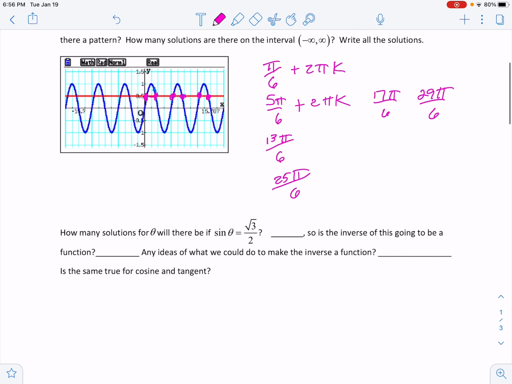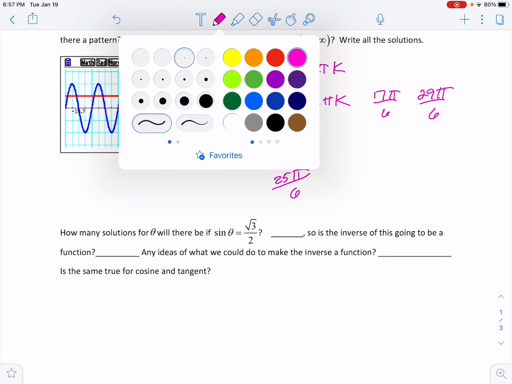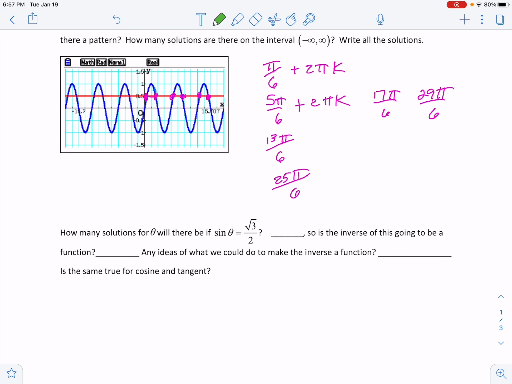And it asks, how many solutions are there if the sine was root 3 over 2? Well, root 3 over 2 is about 0.8, so it would go from here to here. As you see, it's going to have multiple solutions again. It starts out at pi over 3.